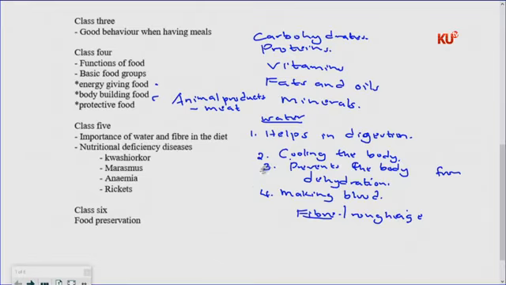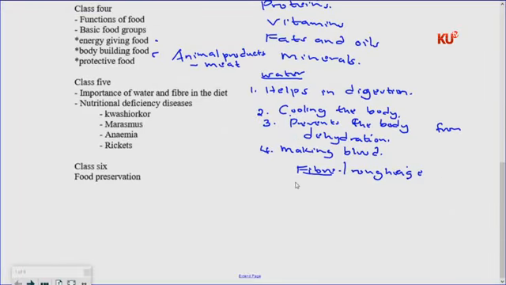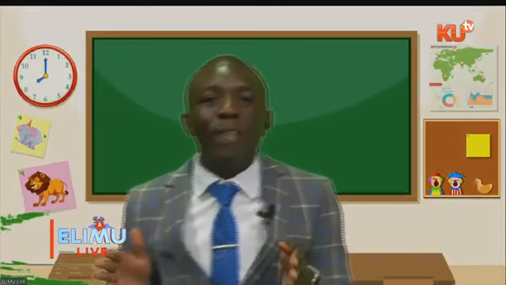KCPE 2015, they set a question like that. They asked the importance of fiber in the diet. The answer was movement of food. So this fiber assists in movement of food. Number two, this fiber also prevents what we call constipation. Fiber prevents constipation. It does not help in constipation. It prevents constipation. Many learners go to helping constipation.